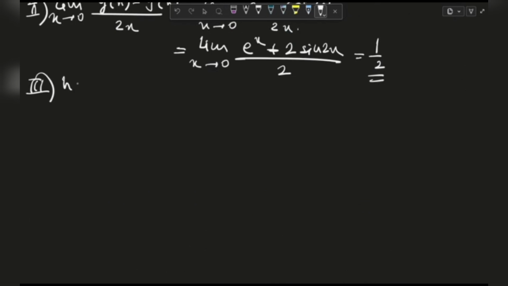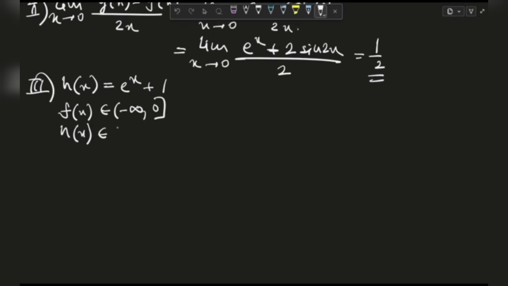Let's say h of x, let it be e power x plus 1, and x is ranging from minus infinity to 0. So if we put that, h of x will range from, for minus infinity, e power minus infinity, okay, this will range from 1 to 2. So they said that we have to find out the number of integers, right? So 1 to 2, so only one integer.